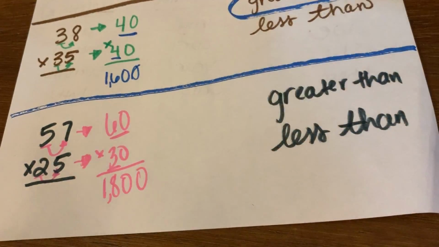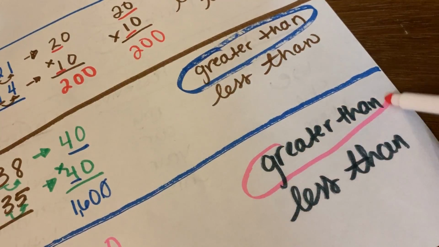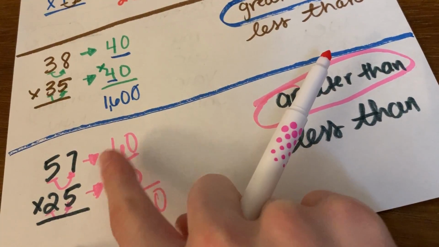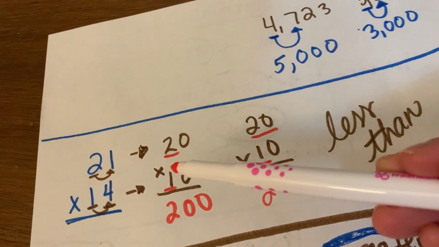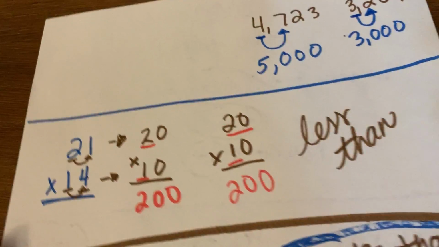So my next question is whether or not this is greater than or less than my actual answer of 57 times 25. What do you think? Yeah, it would be greater than, because we rounded up on both these numbers. 60 is larger than 57 and 30 is larger than 25. Just like here, 20 is less than 21 and 10 is less than 14. That's why it was less than.